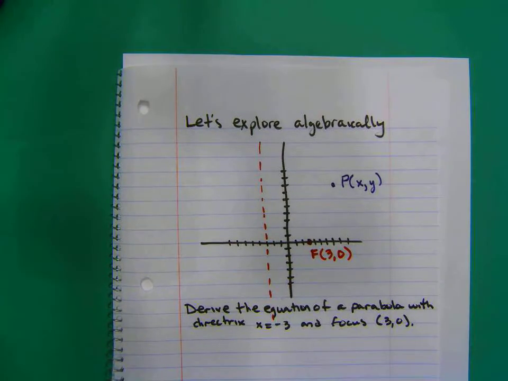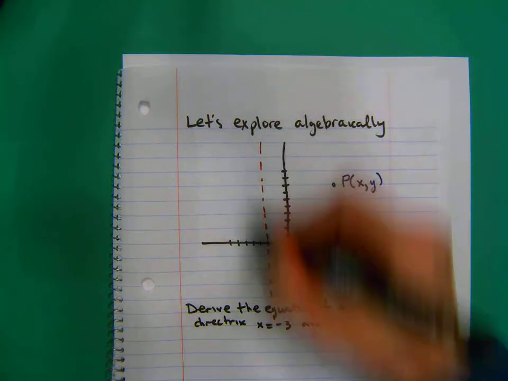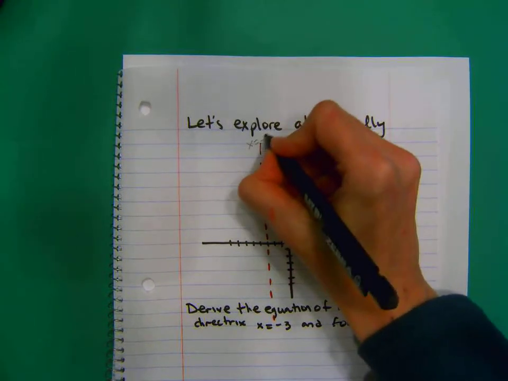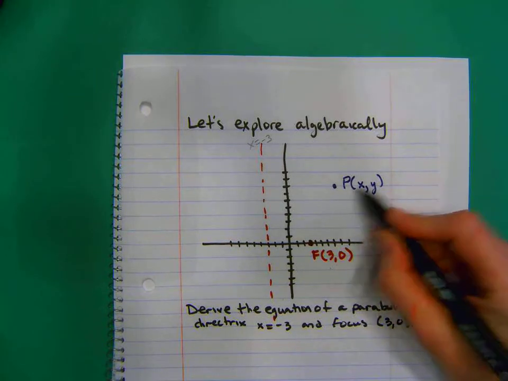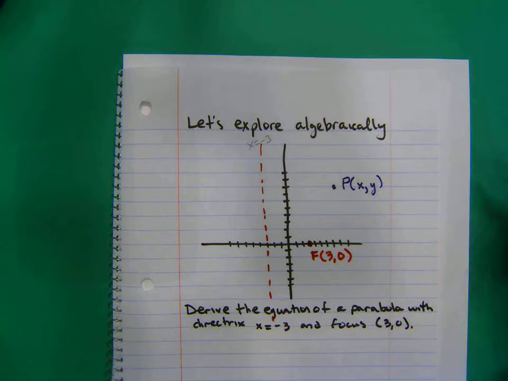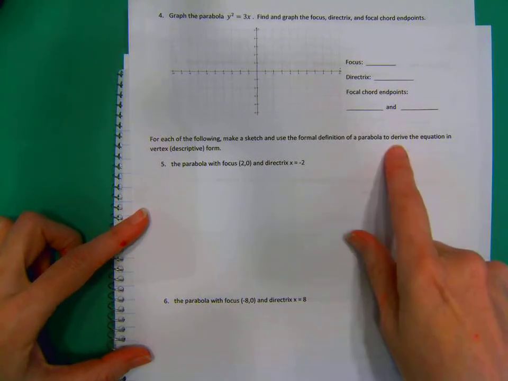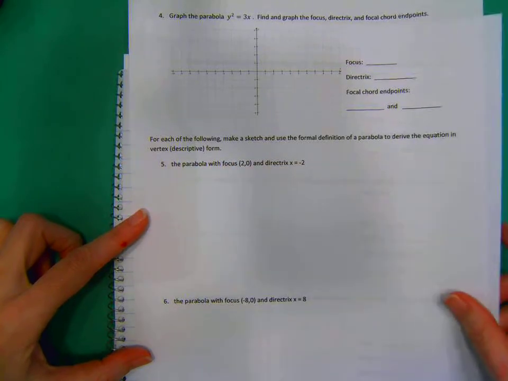Okay, so the next thing I would do is explore it algebraically, and let's find out what happens to the equation. And so here we have our directrix at x equals -3. Here we have our focus at 3, 0. We're going to take a standard point x, y that's going to be somewhere on our parabola, and we're going to derive the equation of the parabola. Now what this does, here's the worksheet that they're eventually going to do. They have a lot of graphing and finding everything, but at the end of the worksheet they have two where they have to derive the equation of the parabola.